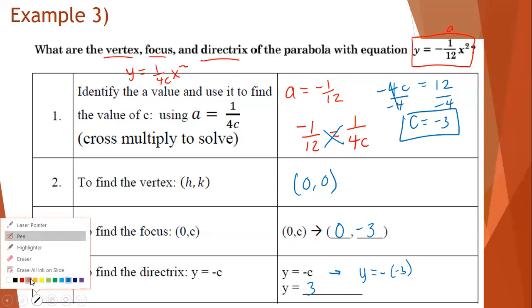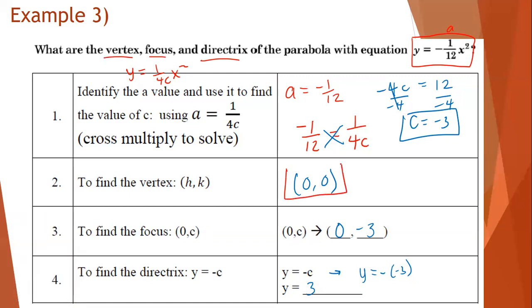So we answered the question. The vertex is at 0, 0. The focus is at 0, negative 3. And our directrix is at y equals 3. How do we feel? So once you do step 1, everything else just falls into place, right? Questions, comments, concerns?